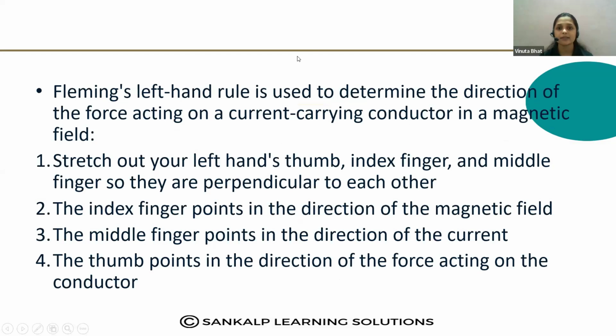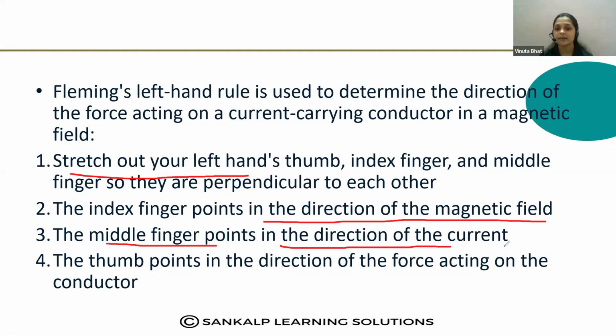Here in Fleming's left hand rule, when you stretch your left hand's thumb, index finger and middle finger so that they are perpendicular to each other, the index finger points in the direction of the magnetic field, the middle finger indicates the direction of the current, and the thumb points in the direction of the force acting on the conductor. So this is Fleming's left hand rule.